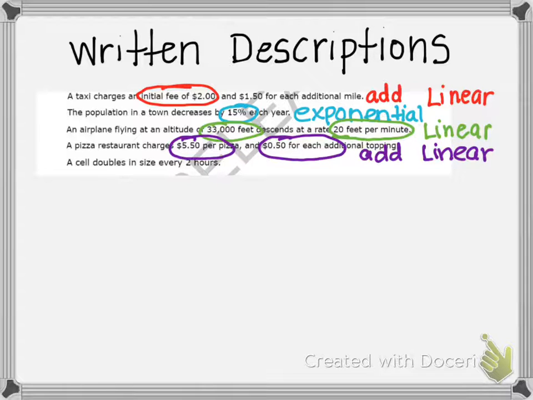So that is going to represent linear as well. All right, and the last one says that a cell doubles in size every 2 hours. So doubles means to multiply by 2. Multiplication is exponential. So hopefully that can help you recognize exponential and linear a little bit better. So remember, percentages, doubling, tripling, halving, those all mean exponential. Linear, you're going to have an initial amount, and then it's going to give you some form of repeating value that's going to be added or subtracted each time.